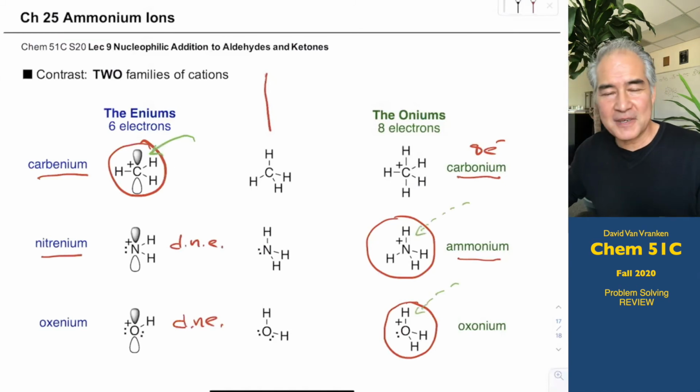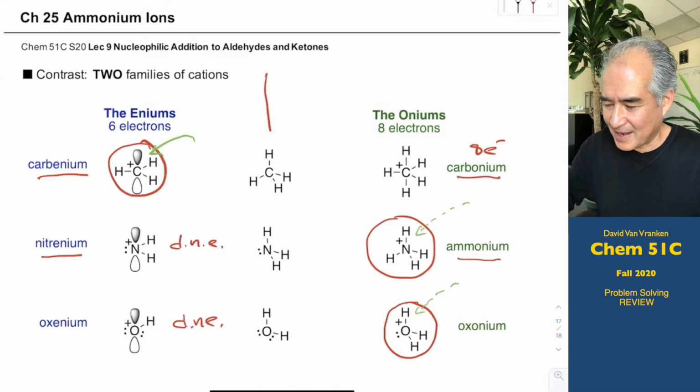So that's why it's been confusing for many of you, is because we've confused you. We didn't tell you there were 2 families of cations. And I apologize for that. The book should have made that clear at the very beginning.